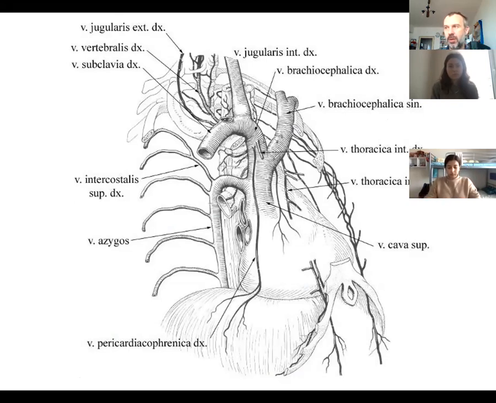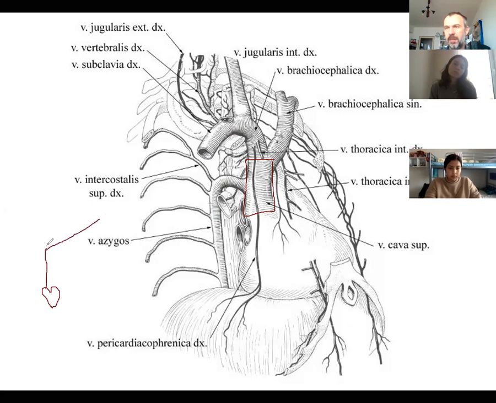The superior vena cava is quite short, and it originates from two brachiocephalic veins. So if I draw it separately somewhere here, we have the superior vena cava, and it originates from the brachiocephalic vein. Yeah? So right and left brachiocephalic vein. And you can see that the right one is straight and it's perpendicular. The left one is oblique.